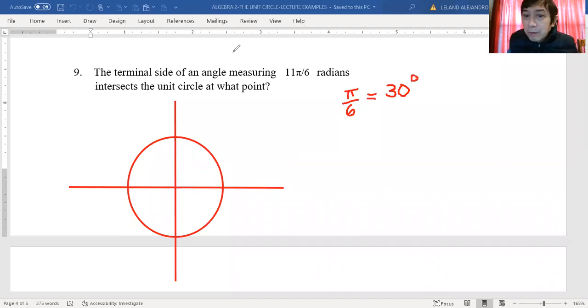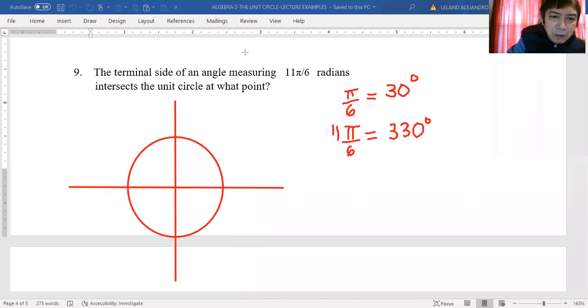Now 11 pi over 6 means 11 times 30, and that's 330 degrees there. And where is this? It's this angle here. So this is 330 from the standard position going there, like that. So the reference angle here is 30.